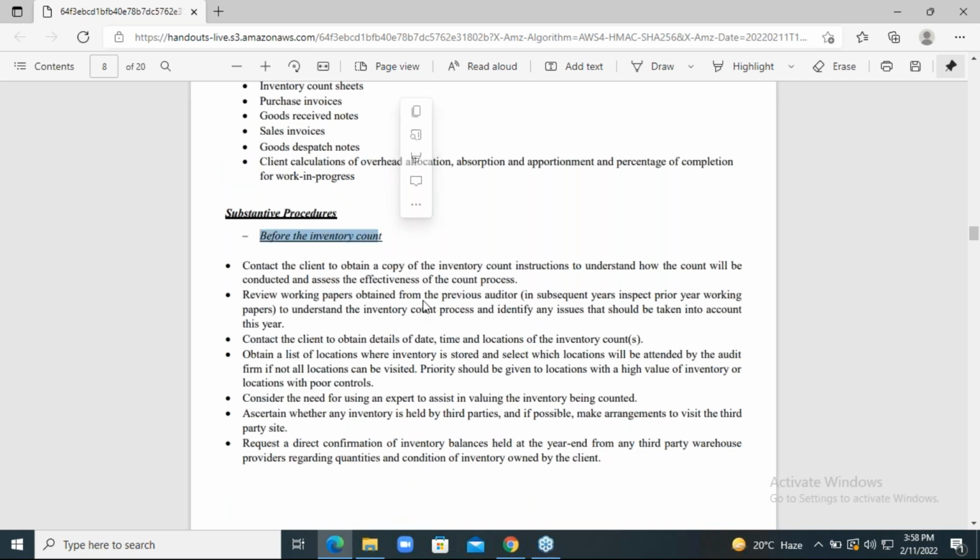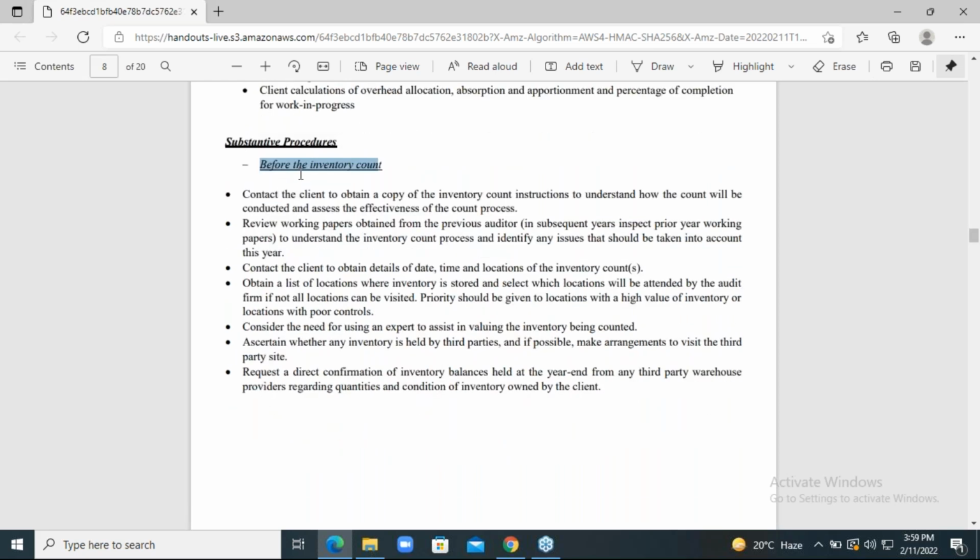So at the year end, what auditors do, they go to client premises and they count the inventory. They are present there, they are involved in this inventory count. So there are certain sets of procedures that would be applied before inventory count, during inventory count, and after inventory count. Now there are three types of inventory counts or substantive procedures at the day of inventory count.